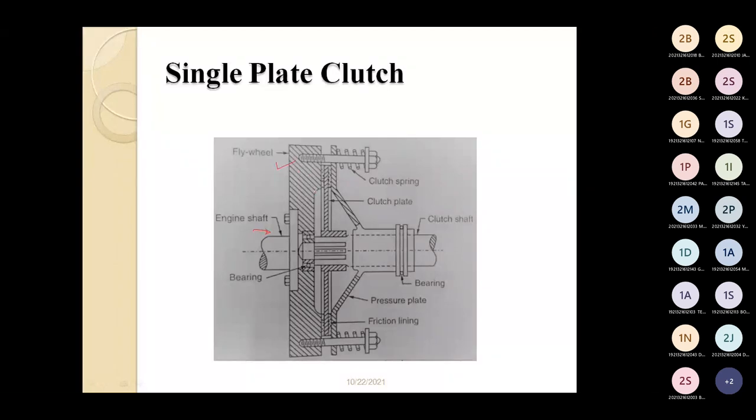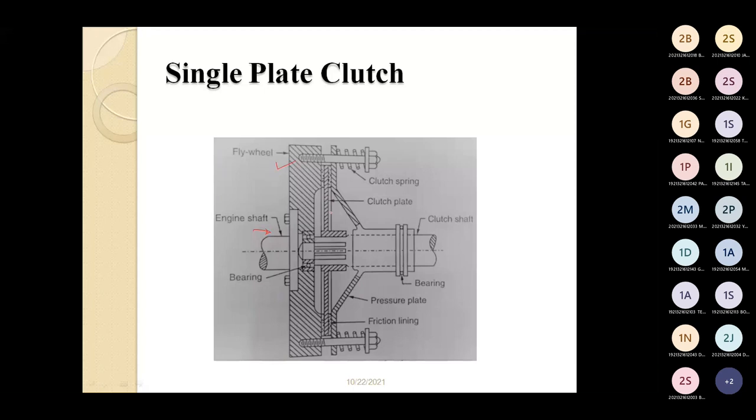And see, this is the clutch assembly. It is bolted with the flywheel. So when the flywheel rotates and the clutch is in connection with the flywheel, this clutch assembly will also rotate. Now here, one surface is shown, the friction lining. This is the pressure plate. So in the engaged position, when the flywheel rotates, the clutch will also rotate.